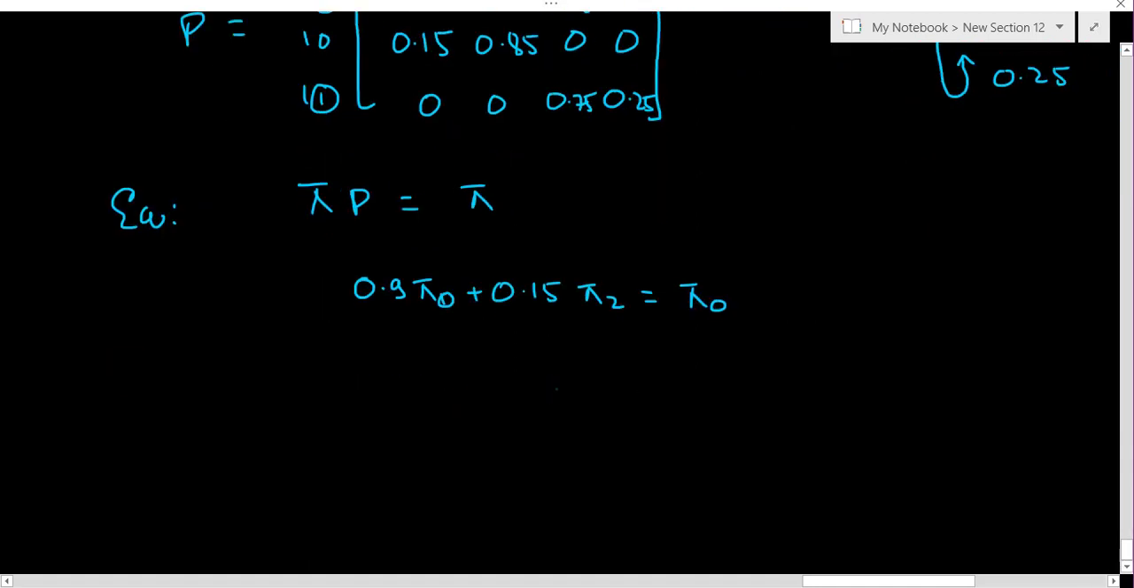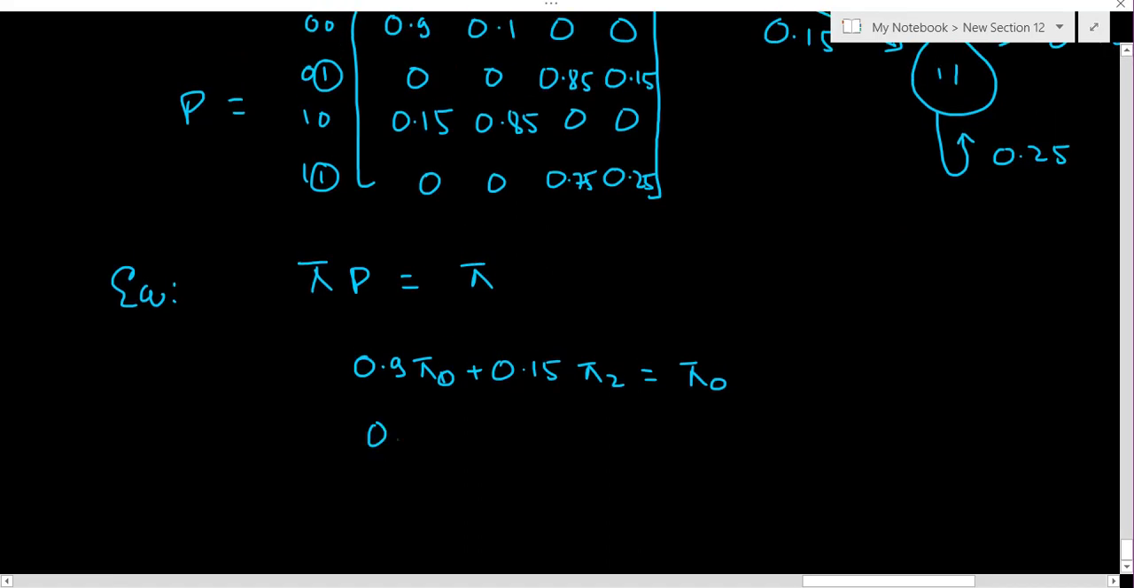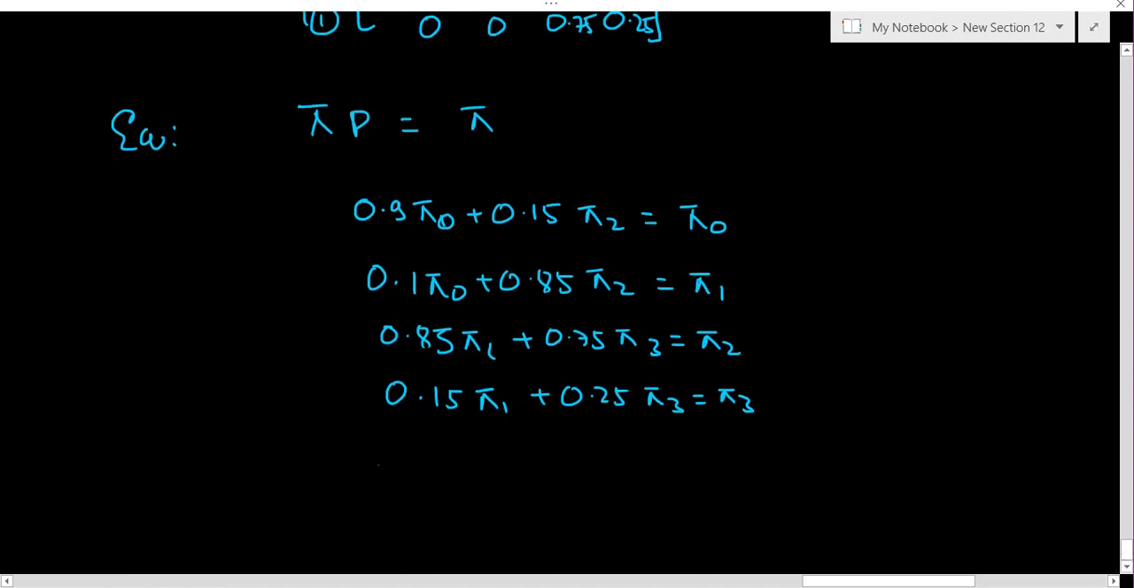Okay, then let's see the next one. The next one becomes 0.1 pi 1 plus 0.85 pi 2 is equal to pi 1. Okay, and then the next one is 0.1 pi 0 plus 0.85 pi 1 plus 0.75 pi 3 is equal to pi 2, right? And finally you have 0.15 pi 1 plus 0.25 pi 3 is equal to pi 3, right? So these are all your equations, and you'll have to eliminate one and add the normalization property, which is pi 0 plus pi 1 plus pi 2 plus pi 3 is equal to 1.